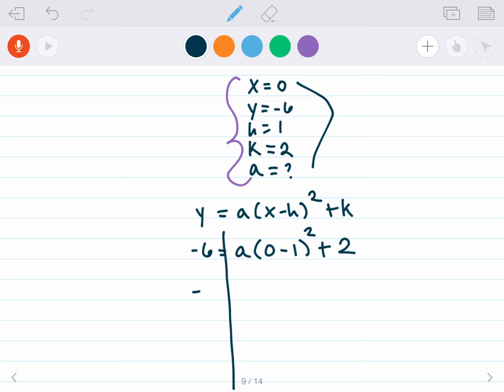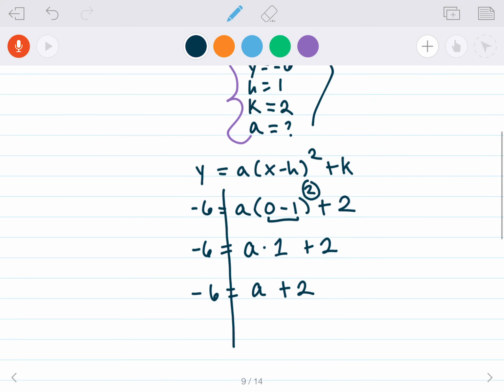So on the left side, I can't really do anything. On the right side, negative 1 squared is positive 1. So this becomes a times 1 plus 2. And of course, a times 1 is simply a. So this is a plus 2 equals negative 6. And I'm going to go ahead and subtract 2 from both sides to give me a by itself. So I get a on the right by itself equals negative 6 minus 2, which is negative 8.